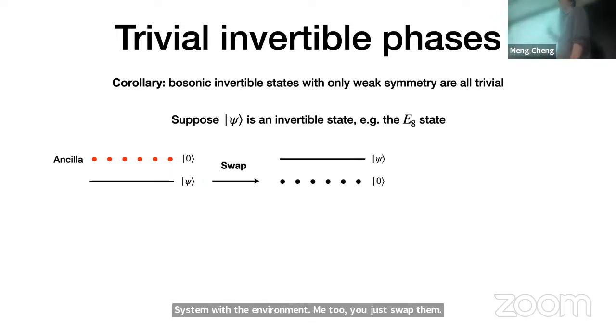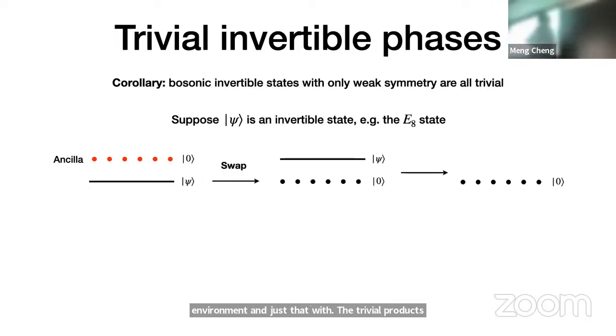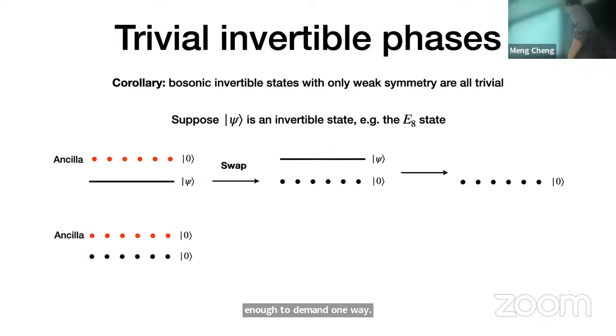Okay. And then we can discard the environment, trace out the environment, and we're left with a trivial product state in the system. But you can do this for any quantum state. So that's why it's not enough to demand one-way equivalence. We need the other way as well. The other way is a little more involved.